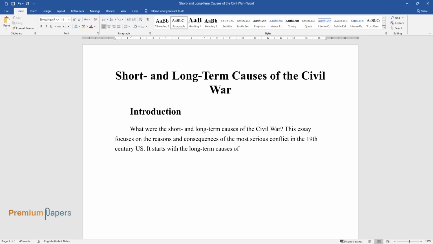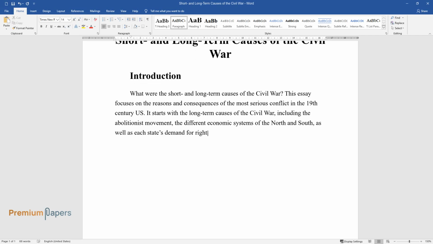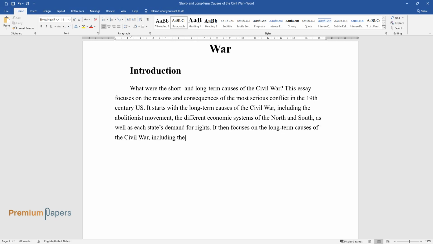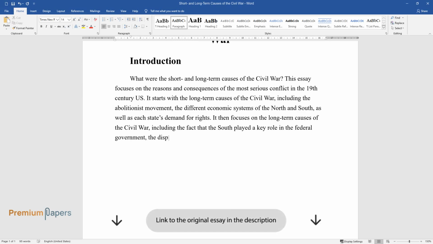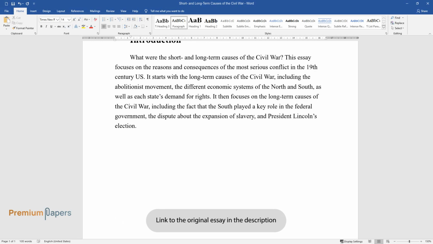It starts with the long-term causes of the Civil War, including the abolitionist movement, the different economic systems of the North and South, as well as each state's demand for rights. It then focuses on the short-term causes of the Civil War, including the fact that the South played a key role in the federal government, the dispute about the expansion of slavery, and President Lincoln's election.